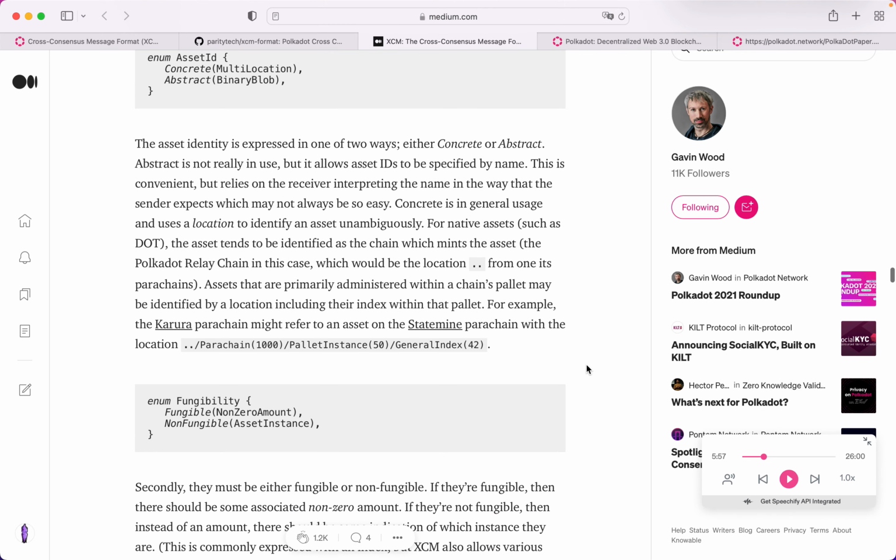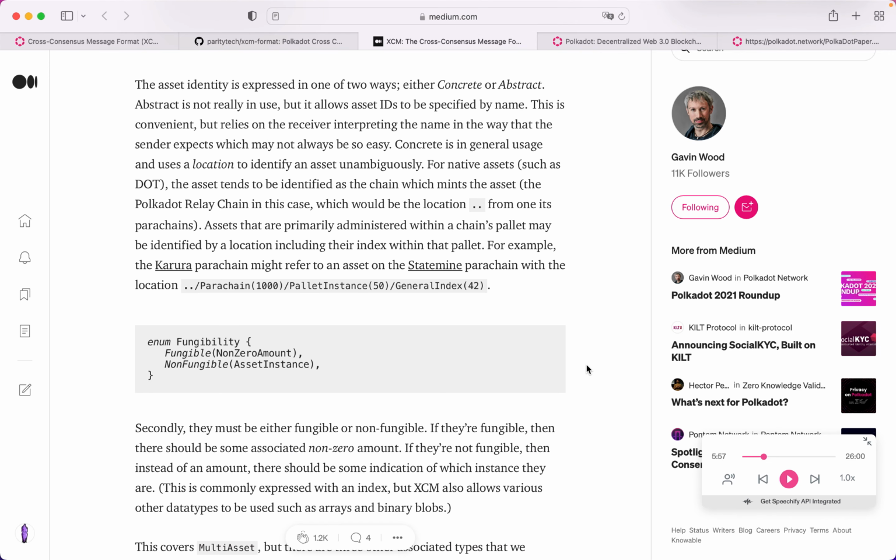The asset identity is expressed in one of two ways, either concrete or abstract. Abstract is not really in use, but it allows asset IDs to be specified by name. This is convenient, but relies on the receiver interpreting the name in the way that the sender expects, which may not always be so easy. Concrete is in general usage and uses our location to identify an asset unambiguously. For native assets, such as DOT, the asset tends to be identified as the chain which mints the asset, the Polkadot relay chain in this case, which would be the location parent from one of its parachains.